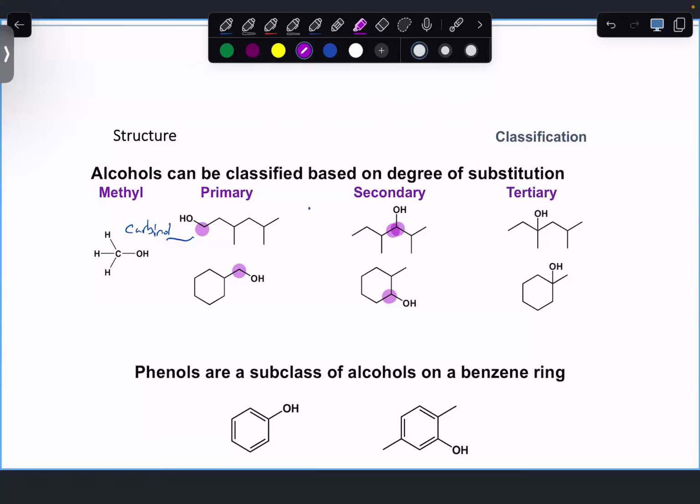And then moving to the last possibility, the tertiary case, the carbonyl here is bonded to three additional carbons, making it tertiary. And same thing over here in the ring. That carbonyl that's part of the ring is bonded to three additional carbons as well, and so it is also a tertiary alcohol.